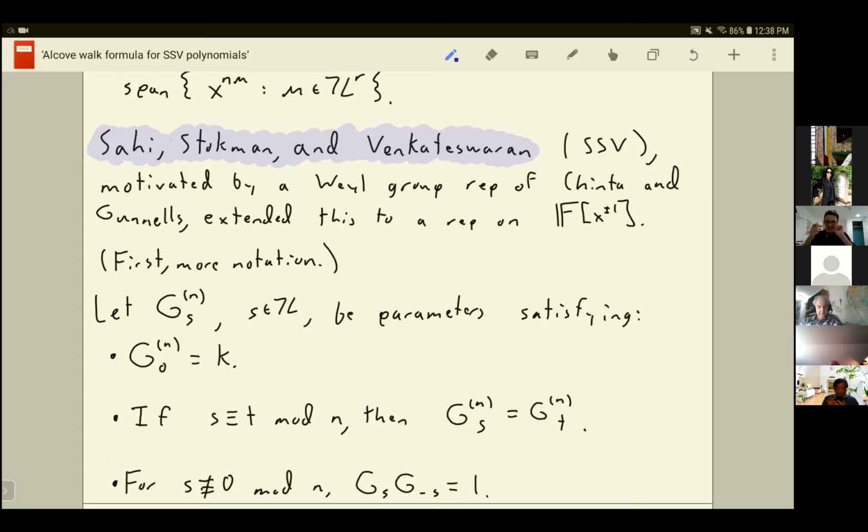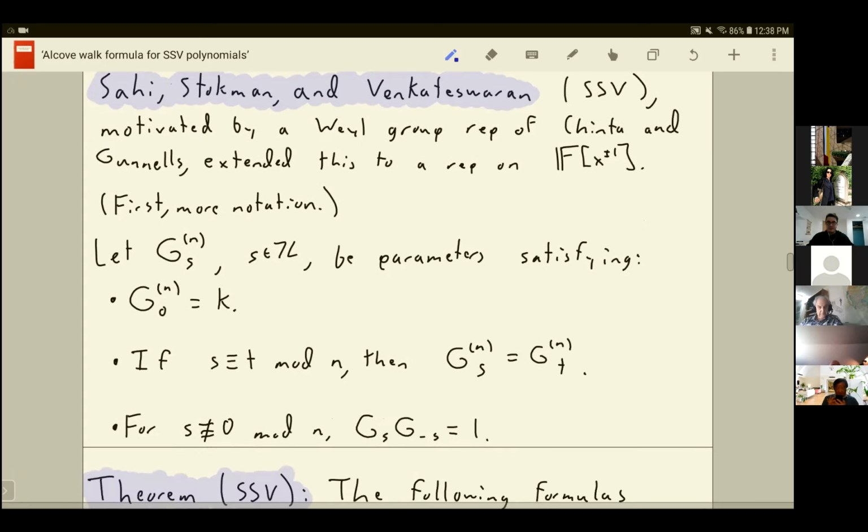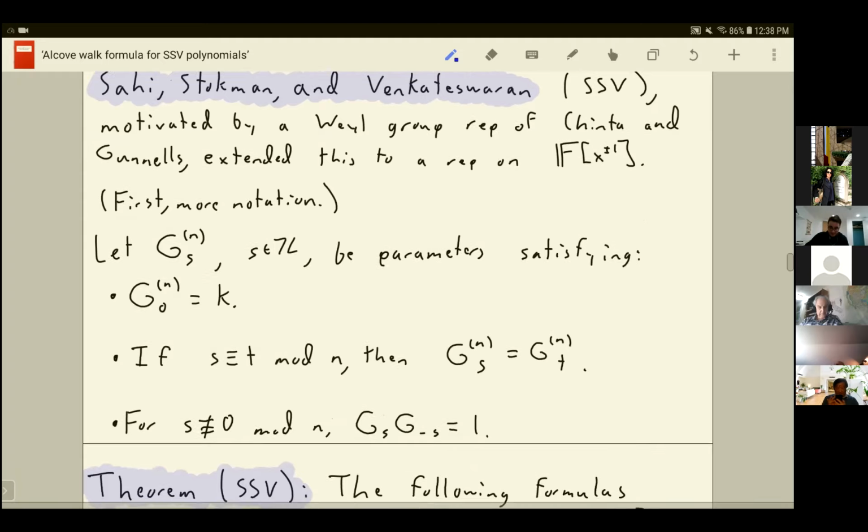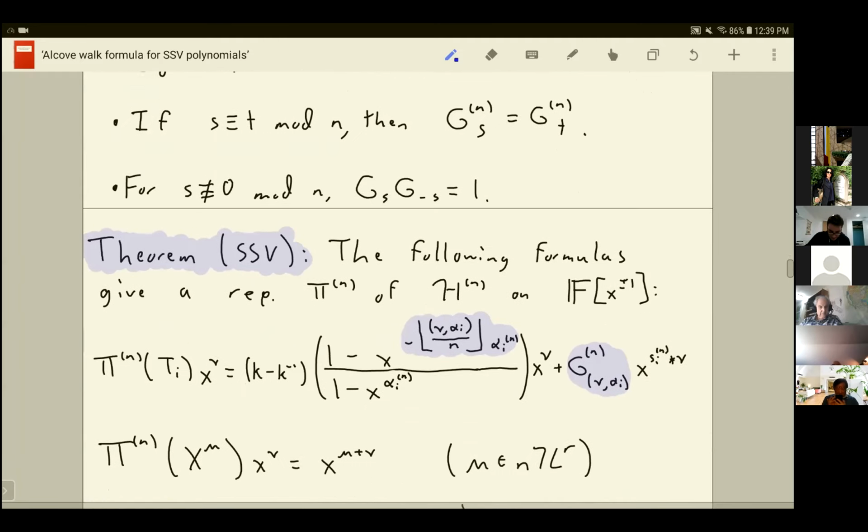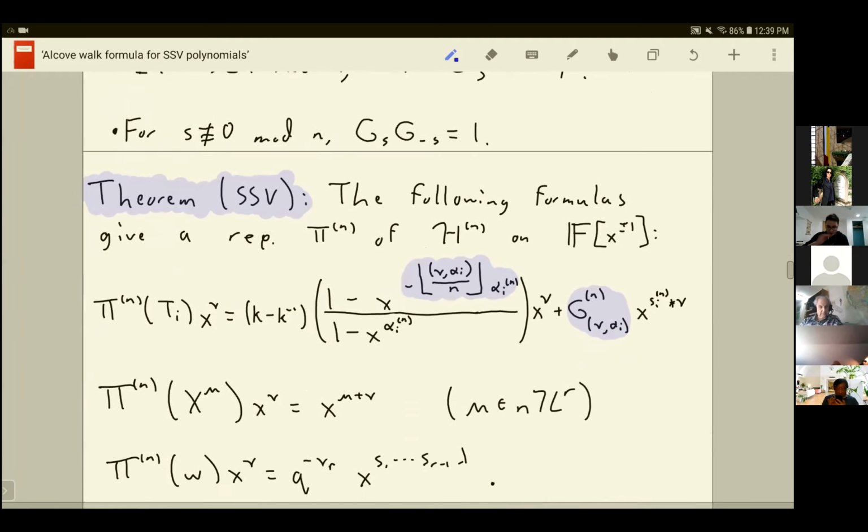These seem sort of unnatural. What happened is that in the setting where these first arose, there were certain Gauss sums showing up, and they happened to satisfy these properties. What was observed is that these properties are actually all that mattered, so they instead just worked with abstract parameters satisfying these properties. And so then the result is that we can actually get a representation on the whole space of Laurent polynomials using the following formulas.